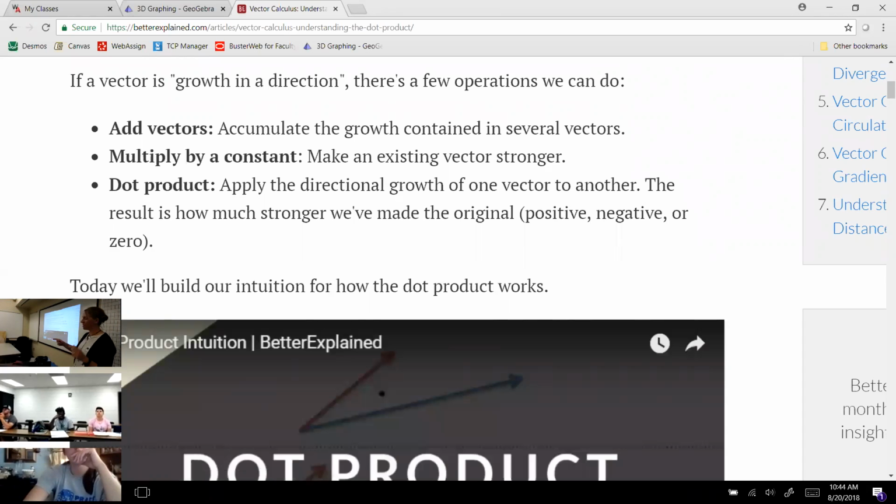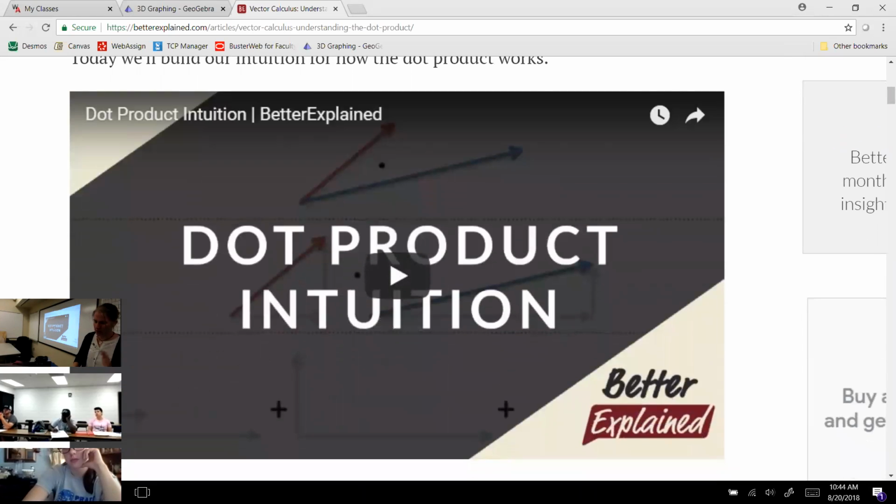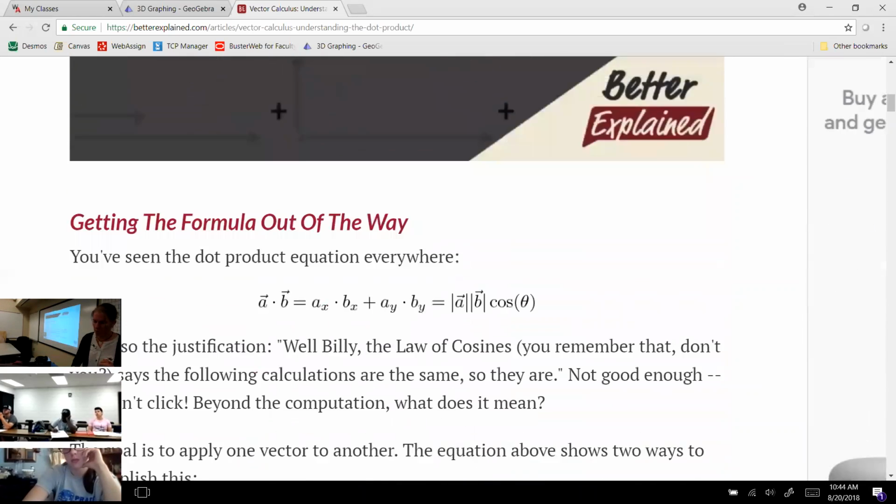What the dot product does is it applies the directional growth from one vector to another. So what we're going to end up with is basically how much stronger the original vector is. Think about the dot product as a measure of how much stronger this first vector is if we multiply it by the second one, which is kind of weird. Like I said, he goes through and tries to explain it. I'm not going to go through this video. You're more than welcome to do it.